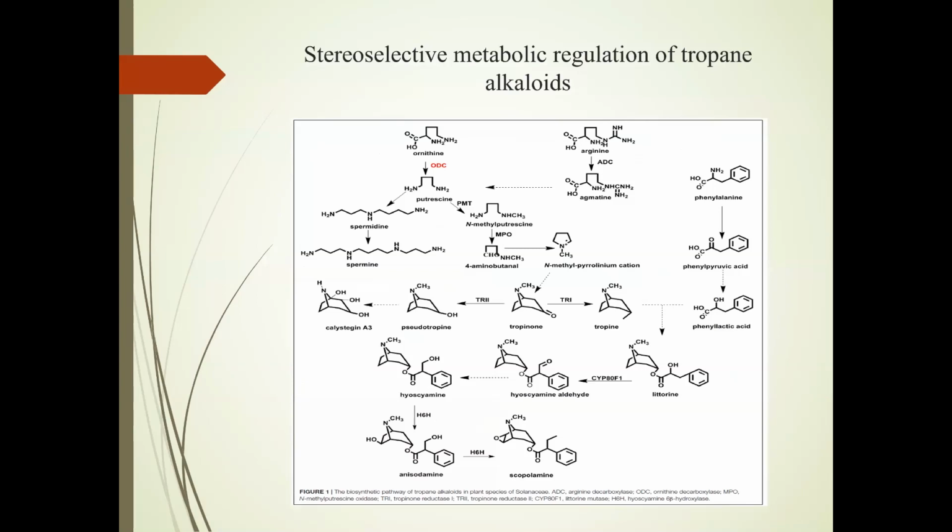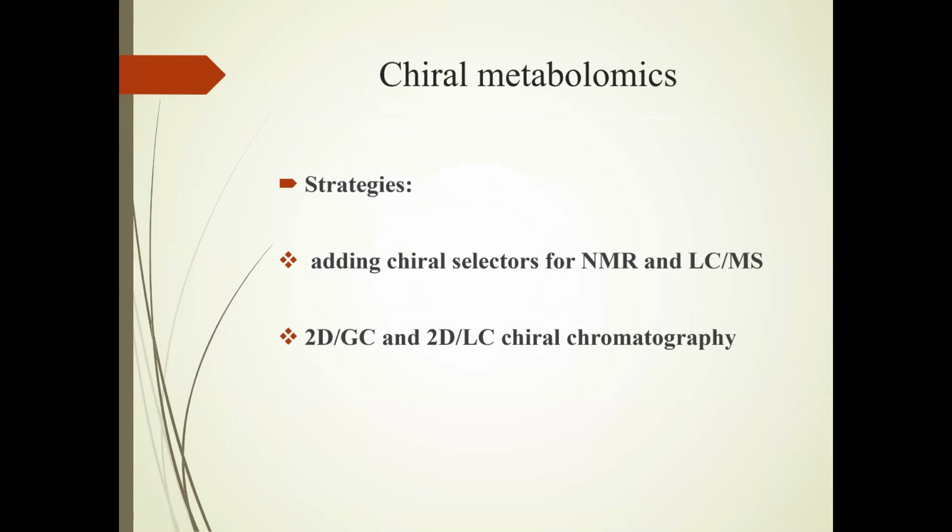changing the regulation of those two amino acids up on the top, arginine and ornithine, and using their different enantiomers, I'm trying to see what's happening in the biological pathway of the plant, which is the Atropa belladonna plant, and on the final its precious metabolites, which are hyoscyamine and scopolamine.